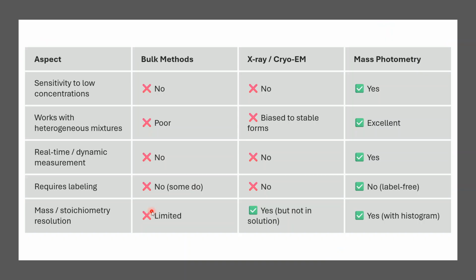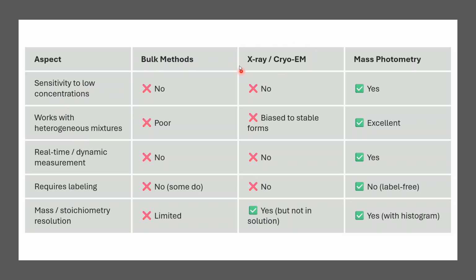So let's compare mass photometry with the traditional methods like bulk methods, X-ray, and cryo-EM. In terms of sensitivity to low concentration, mass photometry is very sensitive, as we discussed in the earlier slide, and can detect in the nanomolar range. Whereas X-ray and cryo-EM require a large amount of that particular biomolecule to study, and bulk methods also require a lot of biomolecules and sample.